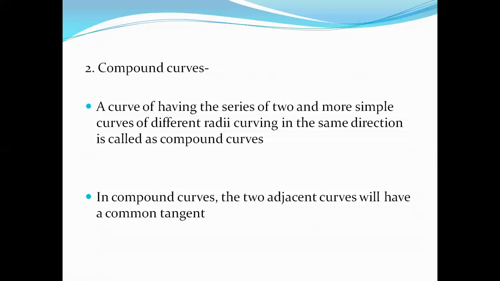Then the second type of horizontal curve is the compound curve. Now see what a compound curve is. A curve having a series of two or more simple curves of different radii, curving in the same direction, is called a compound curve. That is, the curve which consists of two or more simple curves is called a compound curve. In compound curves, the two adjacent curves have a common tangent.